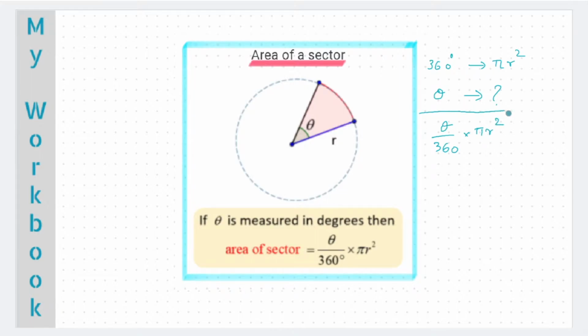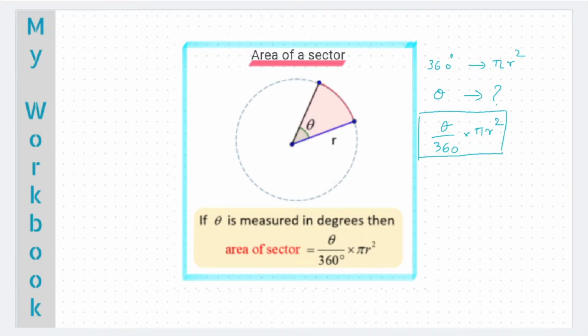So when the central angle is theta, the area of that sector is theta by 360 multiplied by the area of the circle itself. If we want to know the area of the major sector, this white portion, we have to subtract the area of the minor sector from the area of the circle.